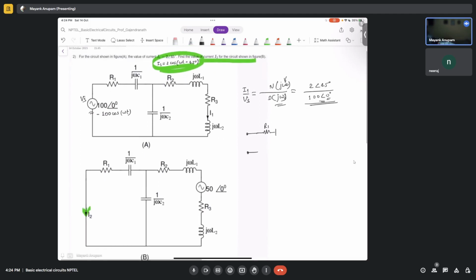Okay, so this is R1. I will not replace it by 1 over j omega C1. Let's call it only C1 here. Okay, then there is another capacitor C2, which is like this. Then there is R2 here. Then there is L1 here. Then there is L2 here. Okay. And there is R3 here.